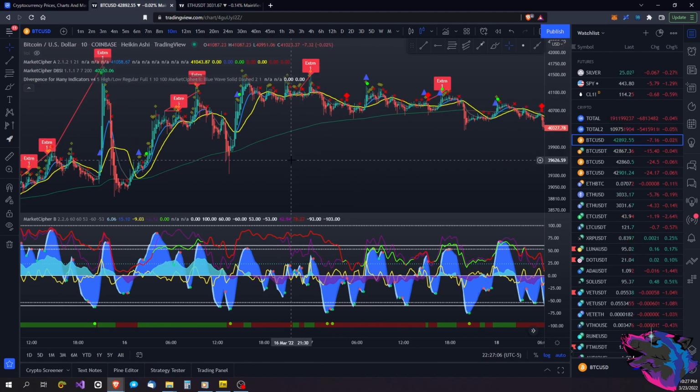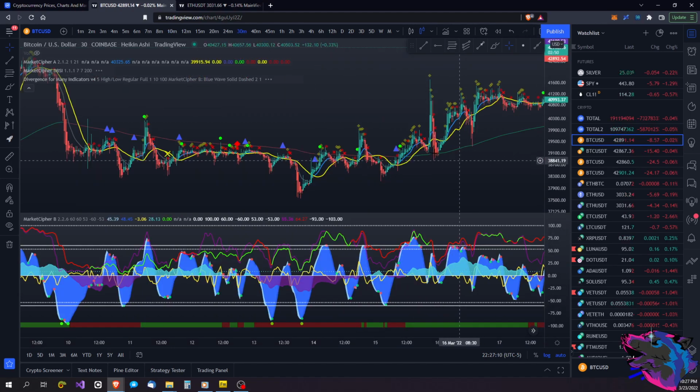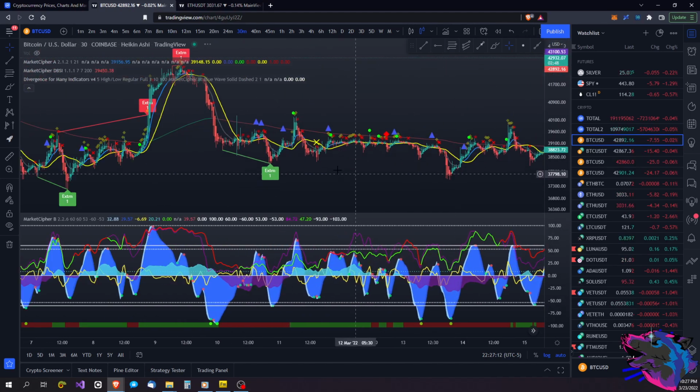So what do you say? Let's run through and check it. Let's see what we got. I'm going to go up to a 30-minute chart, just something a little bit more rounded off. All right, so it's saying we have bullish divergence right here.